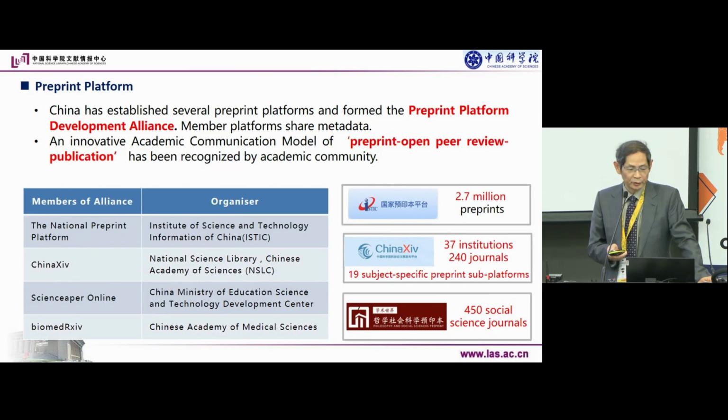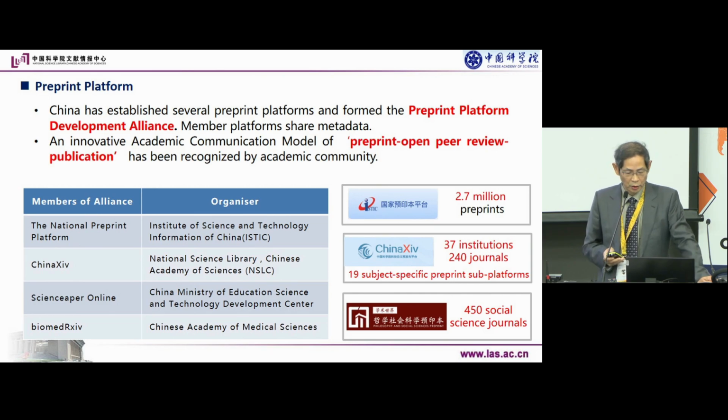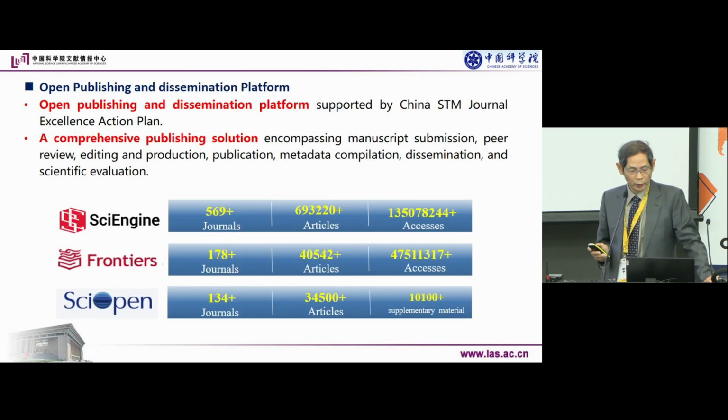We also have established preprint platforms. We have established a preprint platforms alliance so the platforms can share metadata. Our library is a major member for the preprint platforms, like ChinaXiv, which is supported by our libraries. And third, we also have open publishing platforms, supported by the China STM journals extended action platform.